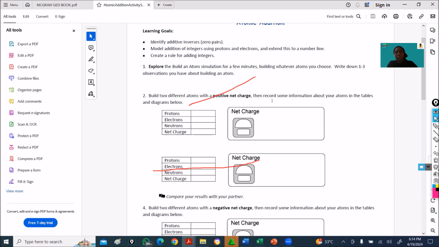Nobody has posted something on the group? Okay, I see something on the chat box. Okay, you say 8 proton, 6 neutron, 7 electron, net charge of positive 1. P, 8 neutron, 8 electron.